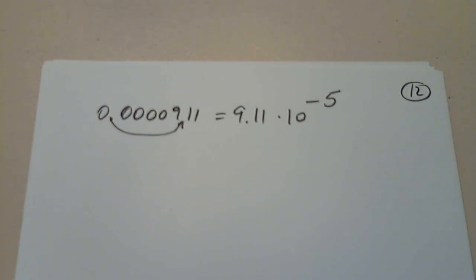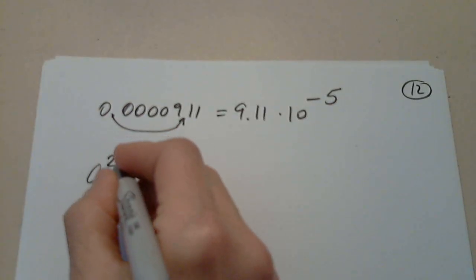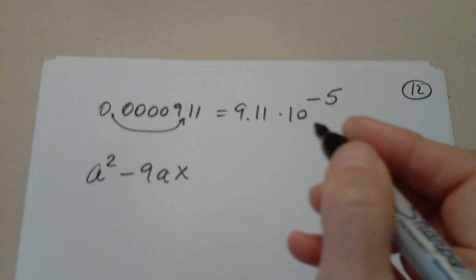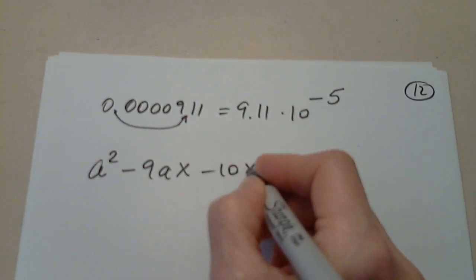Okay, do we need to factor this? Okay. It's not prime. Do we need to factor this? You go over this one, please. Of course. So we have a squared minus 9a, I'm going to replace it with x, minus 10x squared.